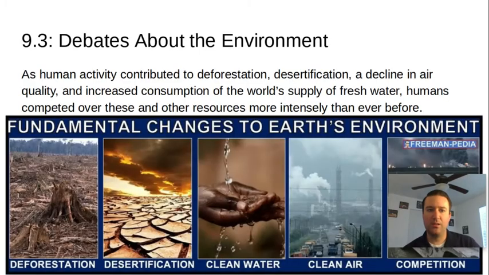Okay. So there are a lot of debates about what happens to the environment in the world, and we'll talk about some of the bigger ones today. But the curriculum, as we're reading here, says human activity contributed to deforestation, desertification, a decline in air quality, and an increase in consumption of the world's supply of fresh water. Humans competed over these and other resources more intensely than ever.